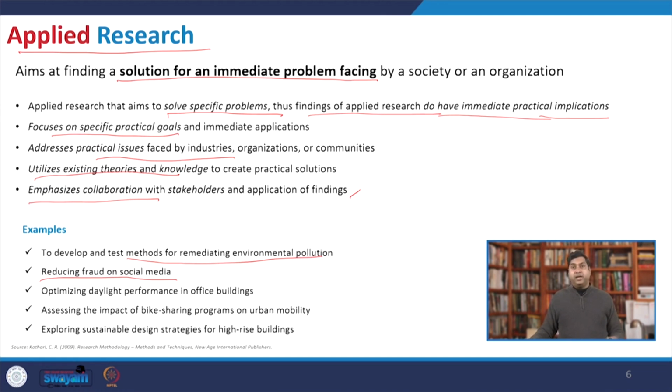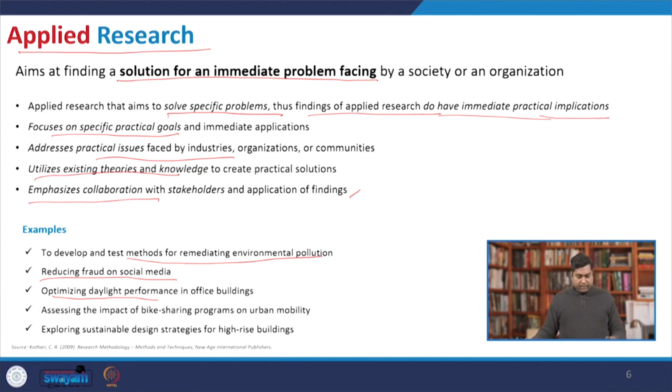Now we rely much more on social media, or have become very accustomed to it, and there might be some kind of fraud. So how to develop certain technology to solve it. Next, optimizing daylight performance in an office building. In this case, definitely you use certain software to look at the orientation of the building, the fenestration, the materials, the type of window and the window materials. So like that, the objective is to maximize the performance.